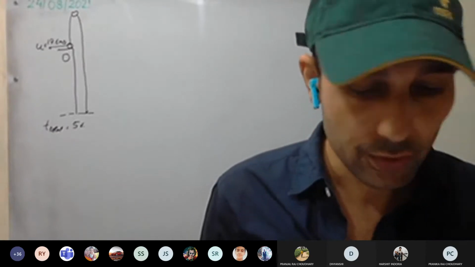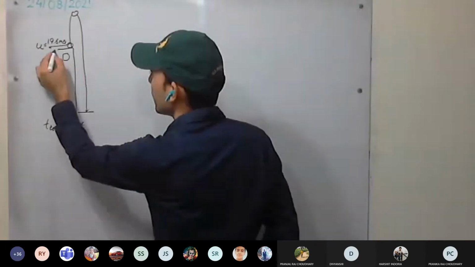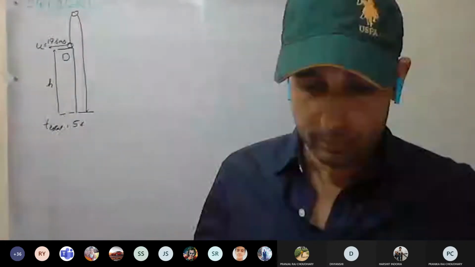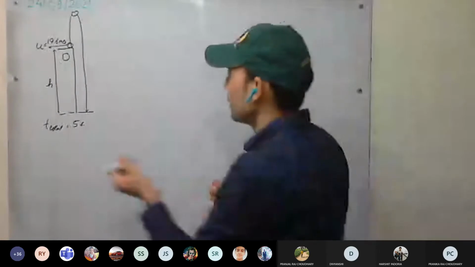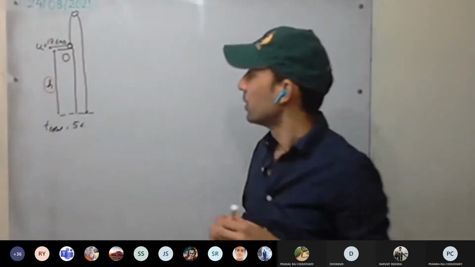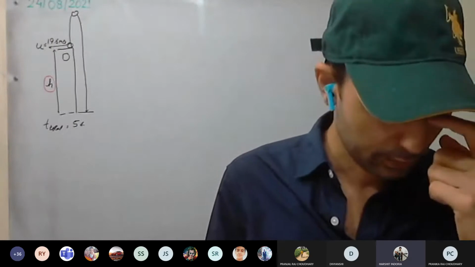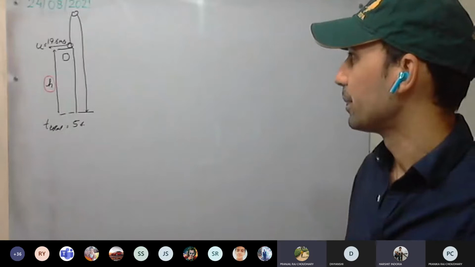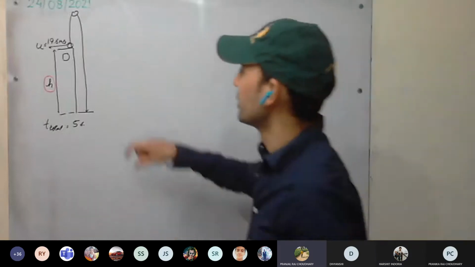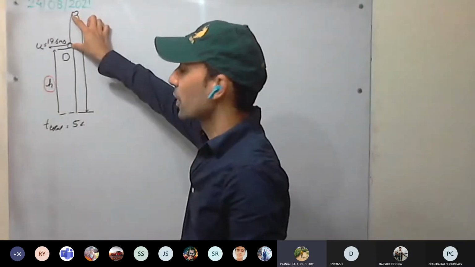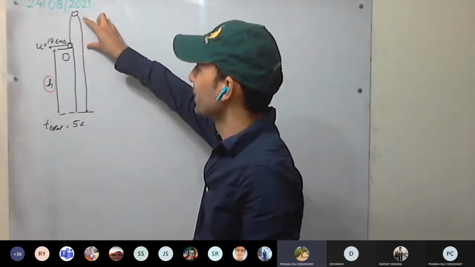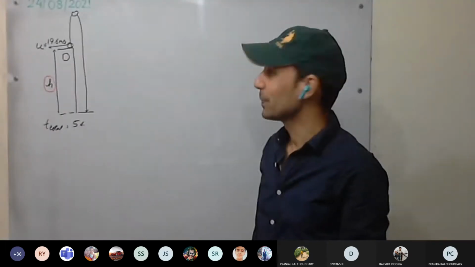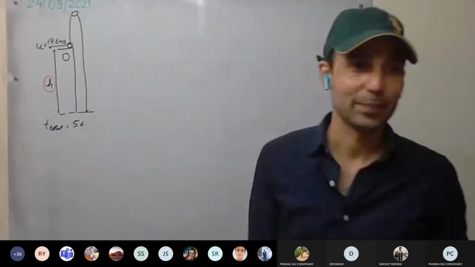Calculate the height of the tower. We have to calculate this height. So how can you calculate the height? S equals ut plus half at square. First we can calculate the time for which the ball traveled upwards, that is 2 seconds. Then we can calculate the time for which the ball traveled downwards, 3 seconds. That will be the time. But we need the height of the tower.